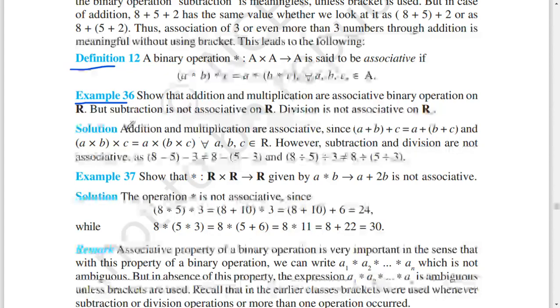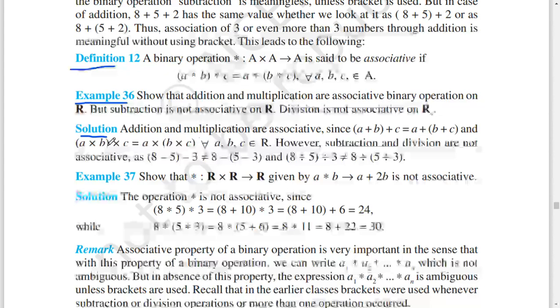Solution: addition and multiplication are associative since (a + b) + c = a + (b + c) and (a × b) × c = a × (b × c) for all a, b, c belongs to R. However, subtraction and division are not associative as (8 − 5) − 3 ≠ 8 − (5 − 3) and (8 ÷ 5) ÷ 3 ≠ 8 ÷ (5 ÷ 3).